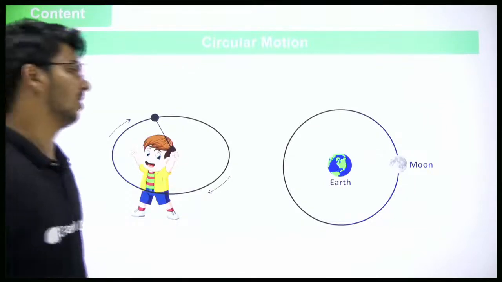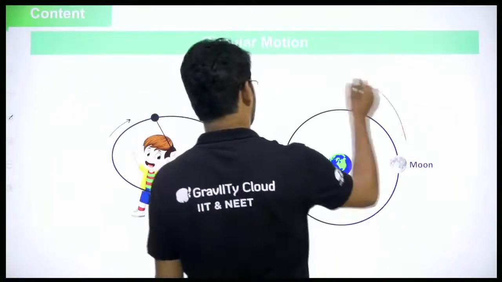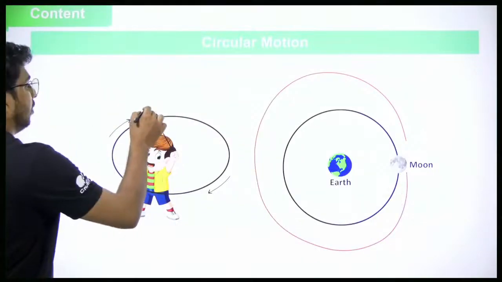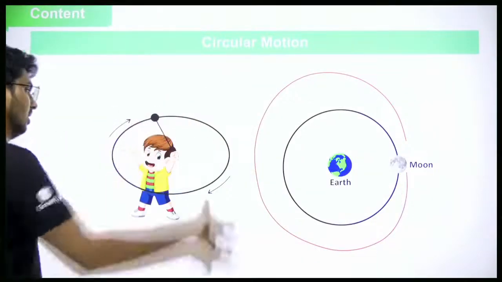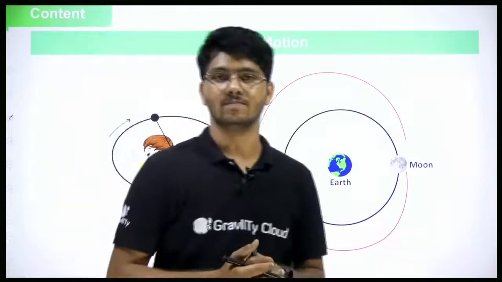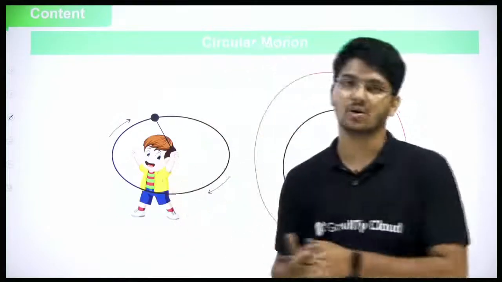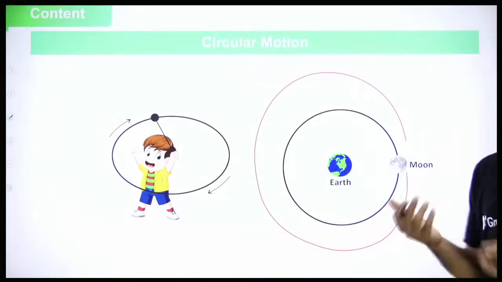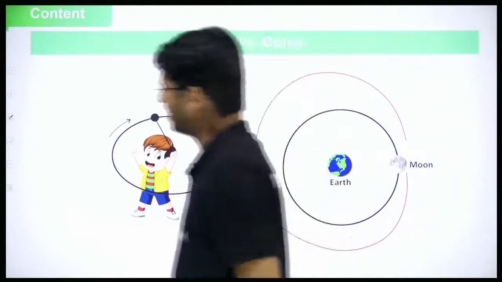Other examples of circular motion: moon revolving around the earth, circular motion. A boy rotating a stone in a circle, circular motion. So wherever the path is a circle, it is circular motion. Wherever the path is a circle, the motion is said to be circular motion. Simple as that. Okay?